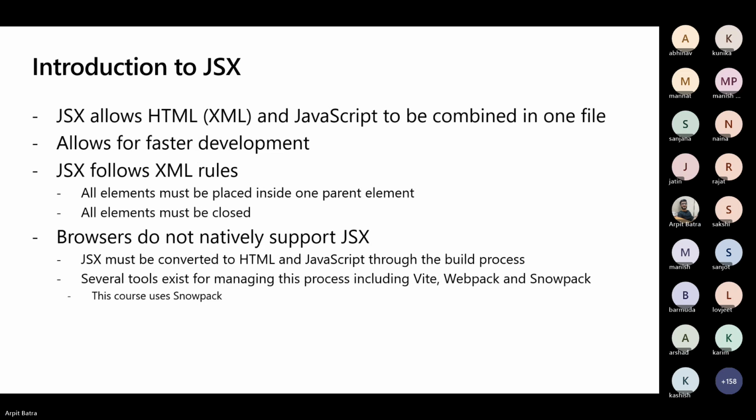JSX allows HTML and JavaScript to be combined in one file. The second one is it allows for faster development. And the third one is JSX follows XML rules. All elements must be placed inside one parent element, and also all elements must be closed. And the last and main thing, browsers do not natively support JSX. JSX must be converted to HTML and JavaScript.